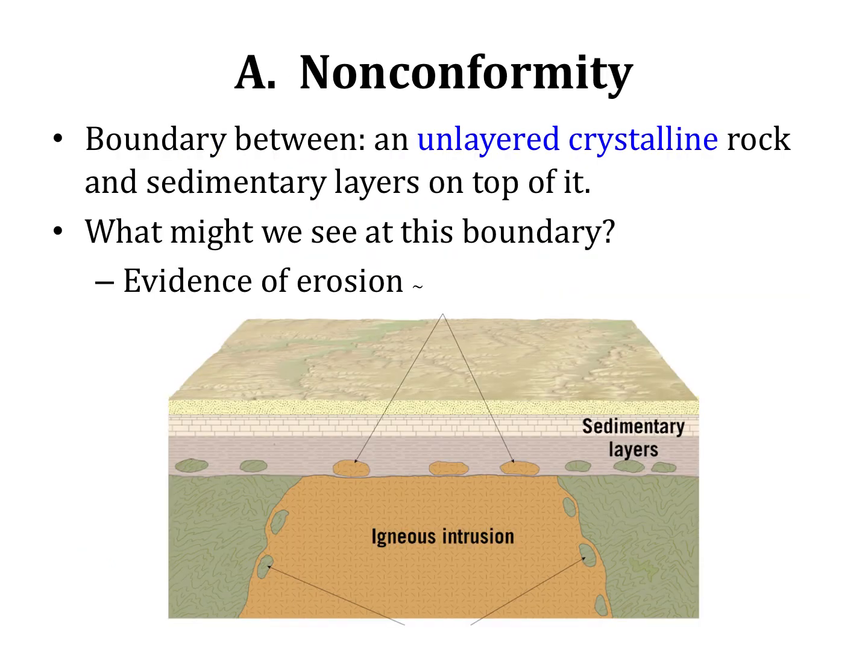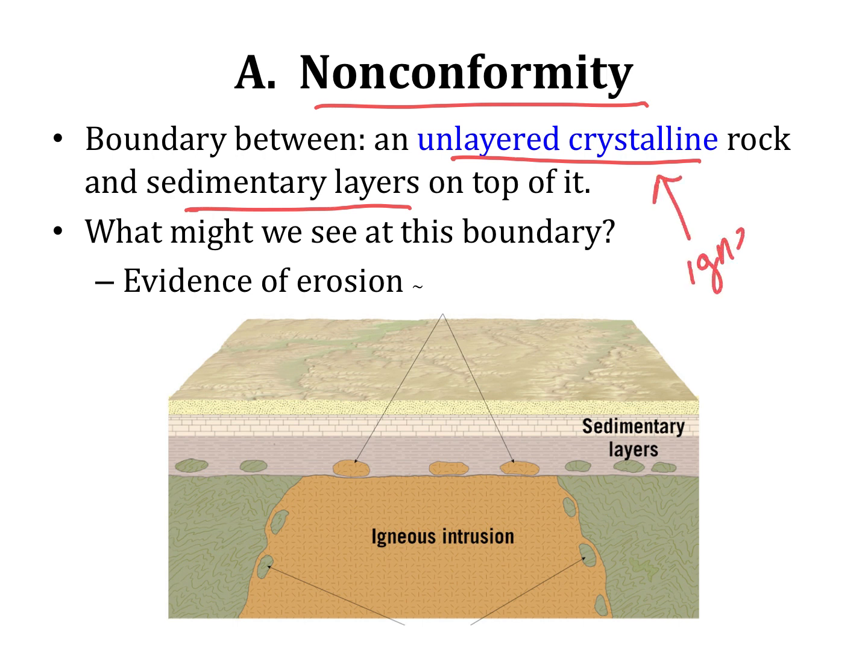So the first unconformity is called a nonconformity, and this is a boundary between an unlayered crystalline rock and sedimentary layers on top. So unlayered crystalline rock is basically an igneous or metamorphic rock, with the exception of one layered igneous rock. The layered igneous rock, and the reason the term unlayered has to be in here, is a lava flow.